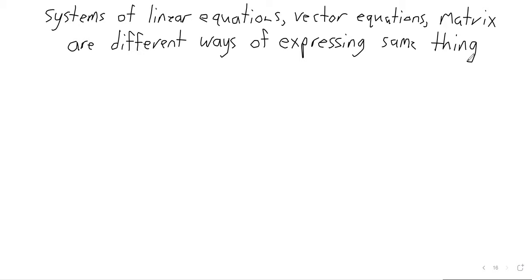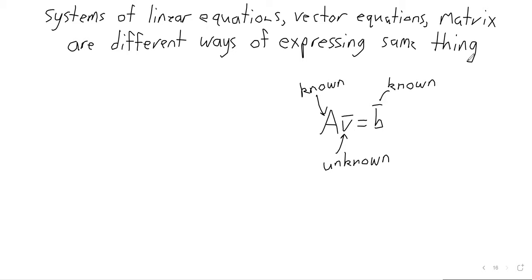And let's take this statement and let's run with it. Let's see why it's true. I mean, first, we'd better explain what we mean by a matrix equation. A matrix equation is when you have a known matrix times an unknown vector equal to a known vector.